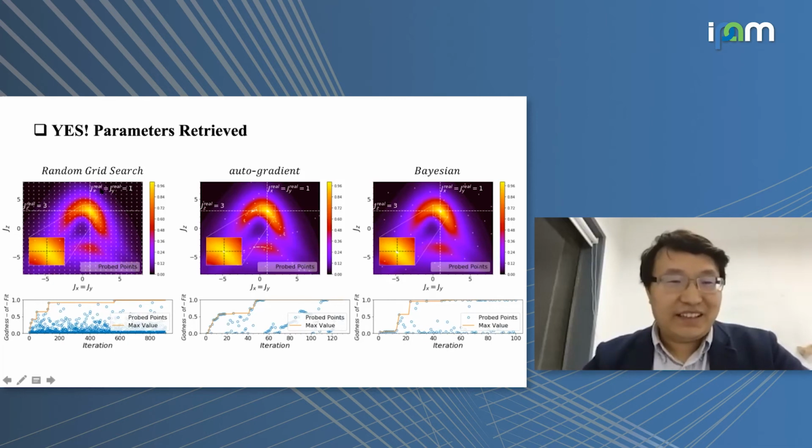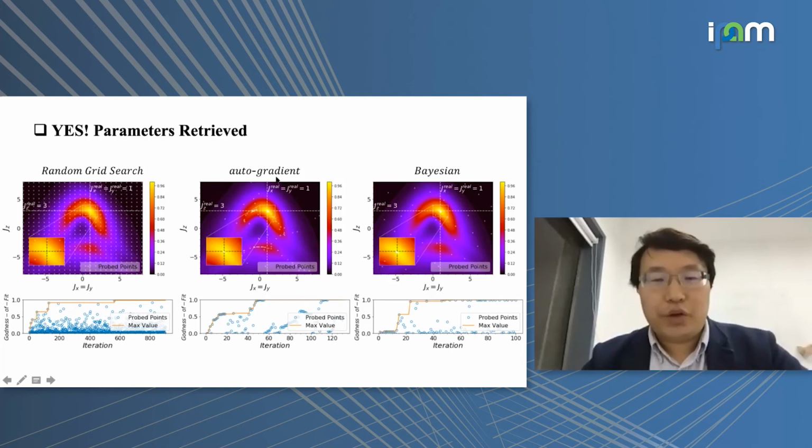And then let's check the efficiency of the three optimizers. With the random grid search, you can use this method to really find the optimal point, the original parameter point, after more than 500 iterations. With autogradient, this number can be reduced by a factor of 10, like 15 iterations. With Bayesian optimization, we can locate the optimal point in slightly above 20 iterations.